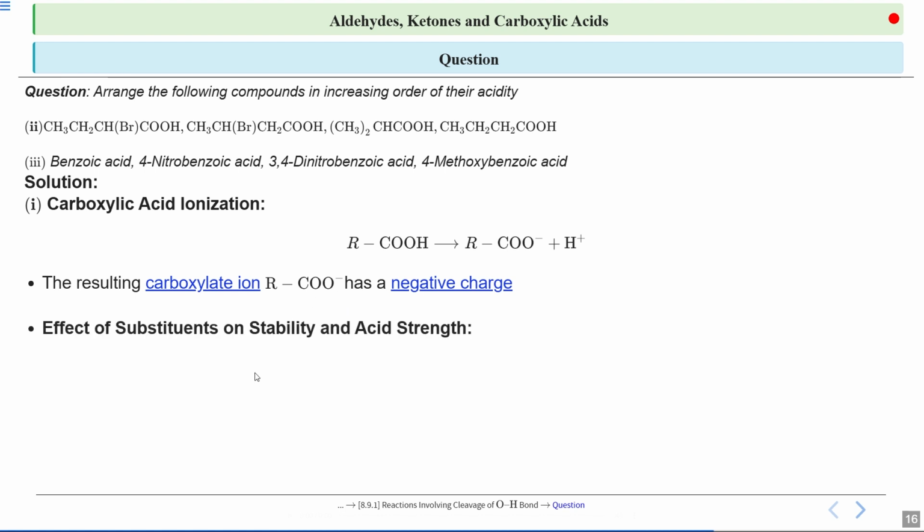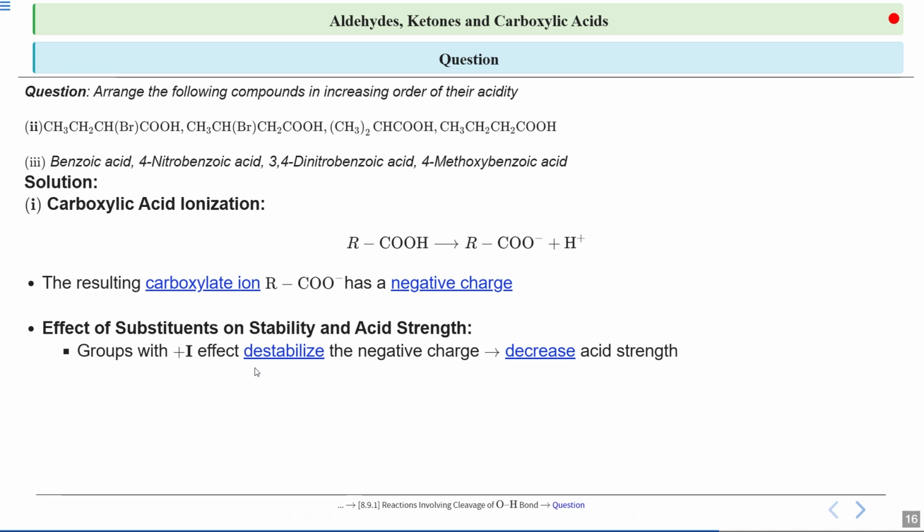So we will see the effects of substituents on stability and acidic strength. Groups that show a +I effect tend to destabilize the negative charge on the carboxylate ion. This destabilization results in a decrease in acidic strength. And groups that show a -I effect stabilize the negative charge on the carboxylate ion. This stabilization increases the acidic strength.